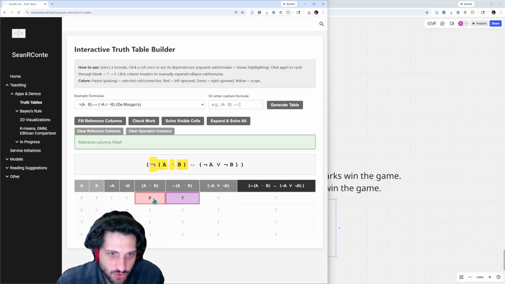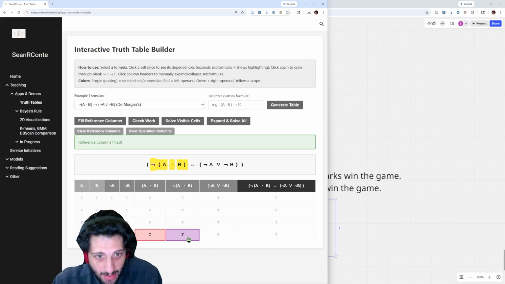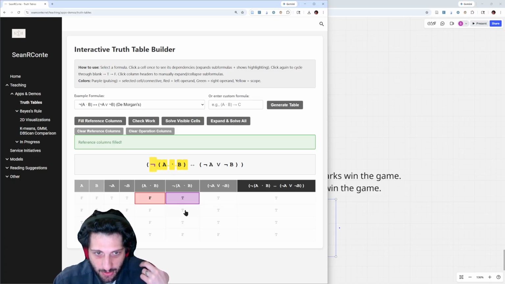Well, I need to figure out, is it true that A and B is only going to be true one time, and so not (A and B) is only going to be false one time, right? The time where you have both A and B. But if A is false, or B is false, or both are false, then this is going to be a true statement here, right?